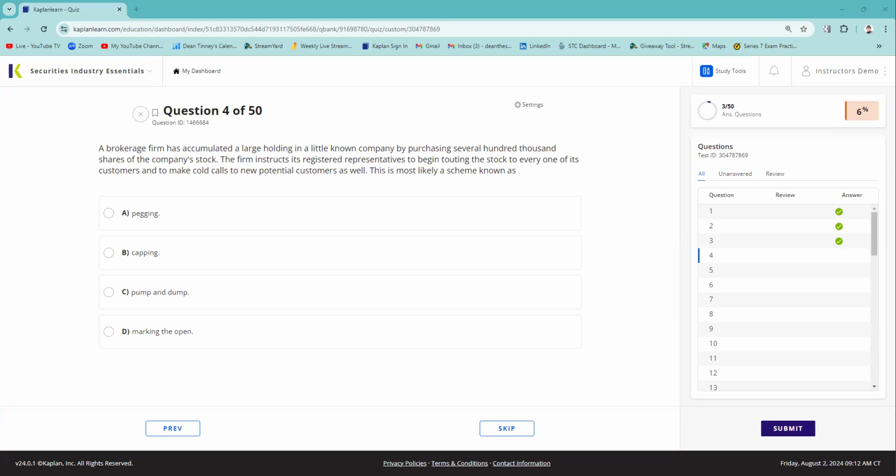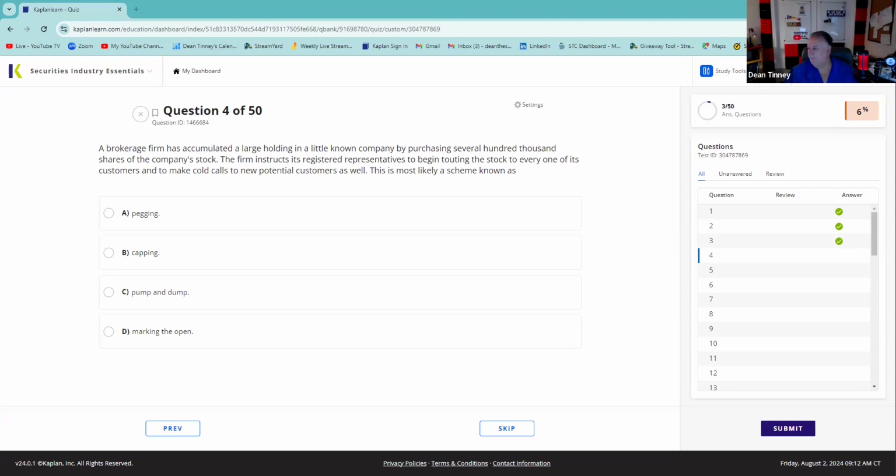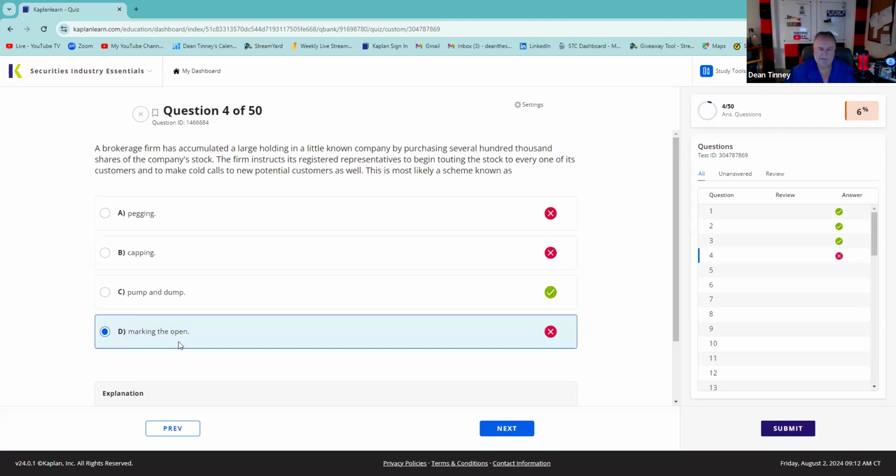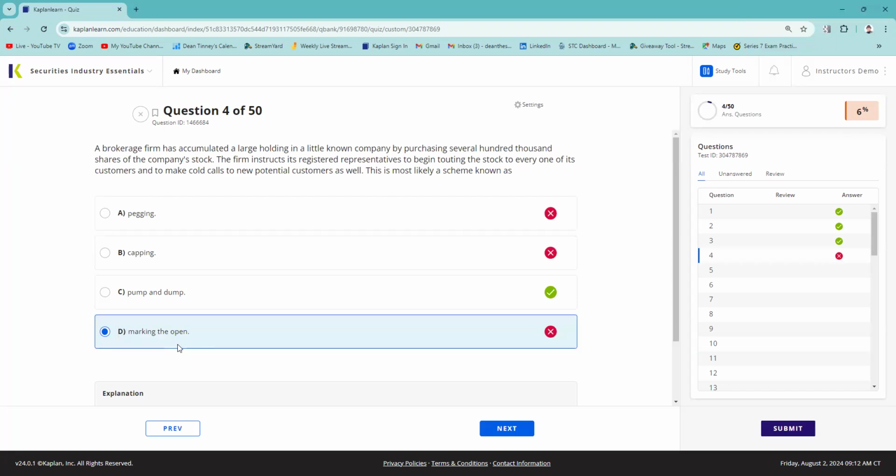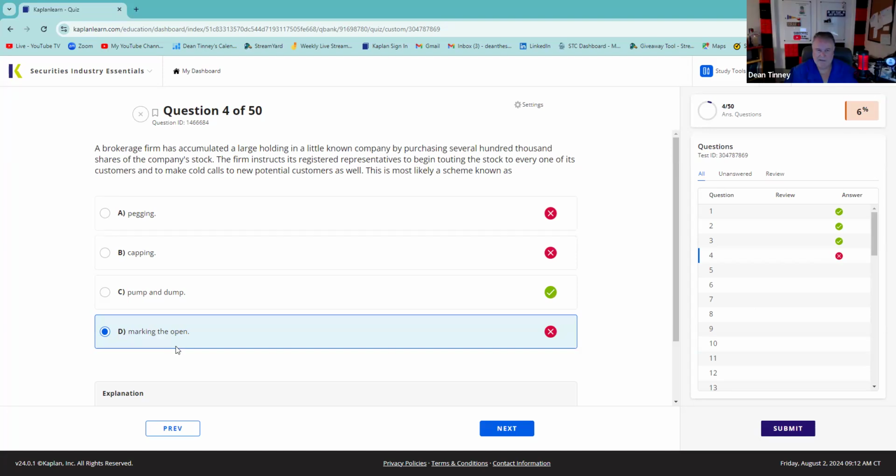Is it marking the open? No, not marking the open. Marking the open would be when I actually do a trade just to influence the opening price. It's called a pump and dump. Oh, it's pump and dump. I was between C and D. Yeah, we're pumping it, and then once we get it pumped, we're going to dump the several 100,000 shares that we own. That's a classic. That's testable.